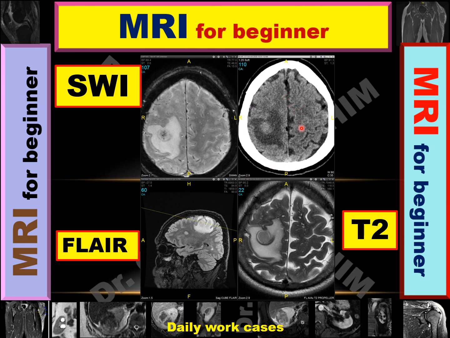What about this sequence? This is not an MRI sequence. Why? Because subcutaneous fat appeared dark and calvarial bone appeared bright. So this is a CT image. This is CT and the others are MRI, different sequences.